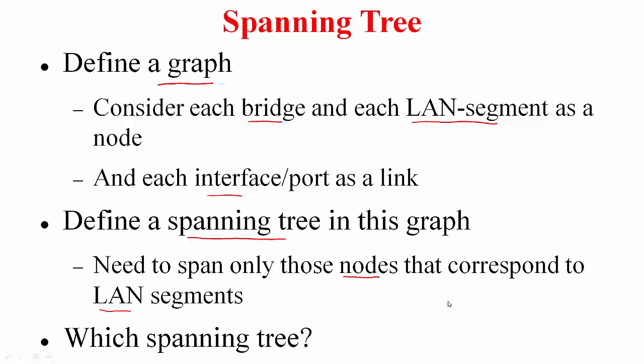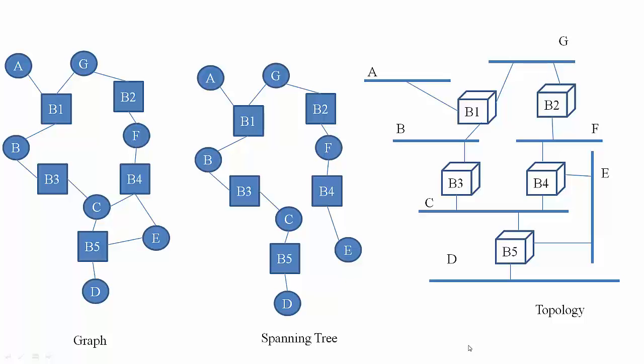Because hosts are connected to the LAN segments which generate data, and our final goal is to find a path for this data to go from one host to the other. This should make things clear. So here is the topology. It is interconnecting multiple LANs via these bridges. Here is the graphical representation of it. As you can see, the LAN segments are represented by these circular nodes and the bridges are represented by these square nodes. And this topology has two loops, one is here and the other is here.